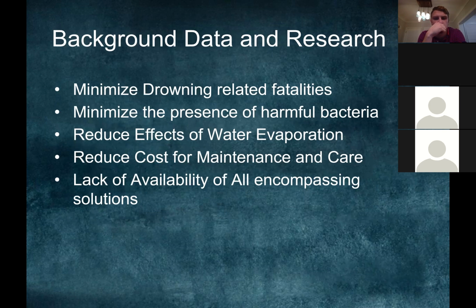Also, on average, the cost for pool maintenance and care ranges around $2,400 a month for an individual pool owner and can be even more than that. And by developing a system, we hope to reduce the costs associated with general pool maintenance.